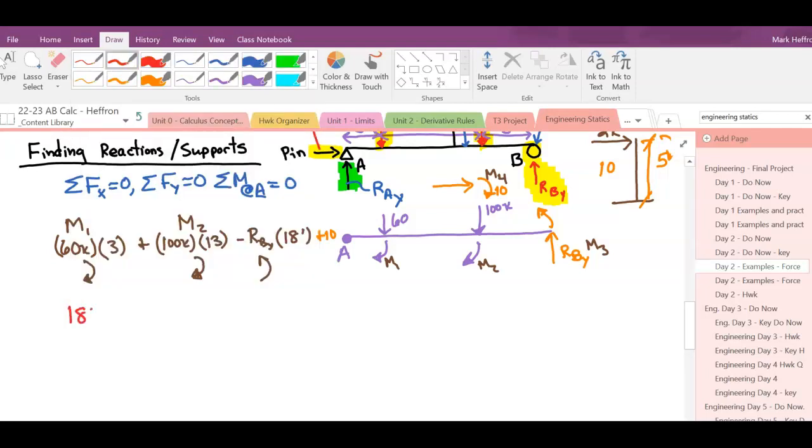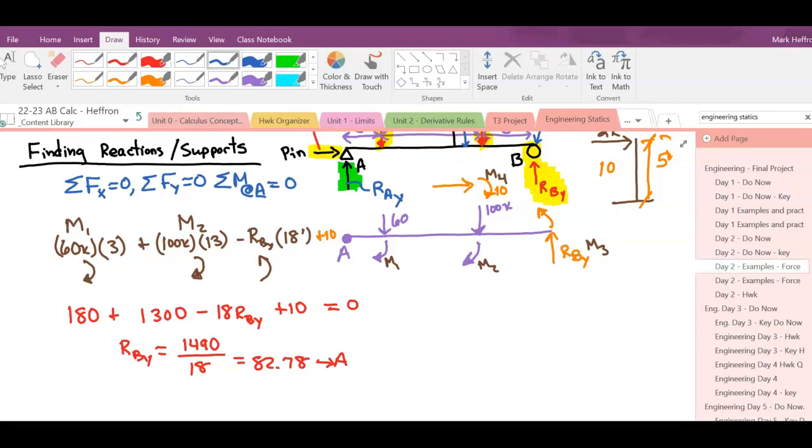60 times 3 is 180. 100 times 13 is 1,300, minus 18 RBY plus 10 equals 0. So that means RBY will equal 1490 over 18, which is 82.78. And I'm going to actually store this as alpha A on my calculator so I don't have to worry about rounding.